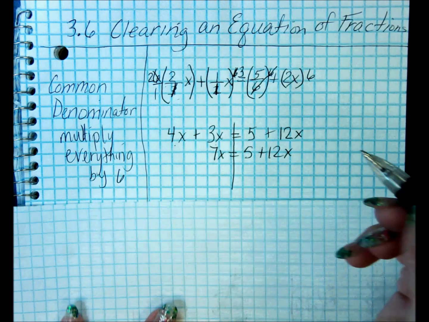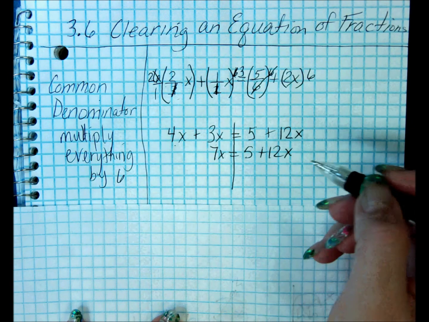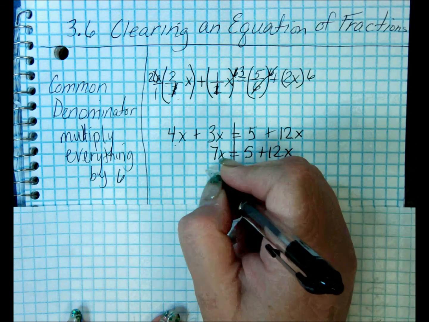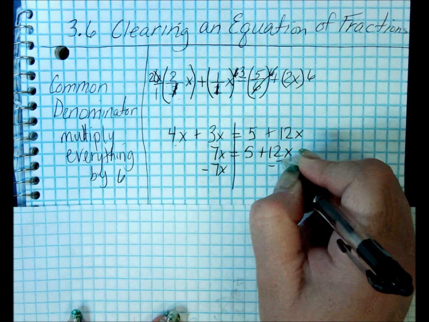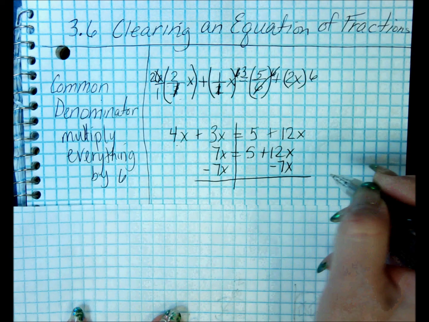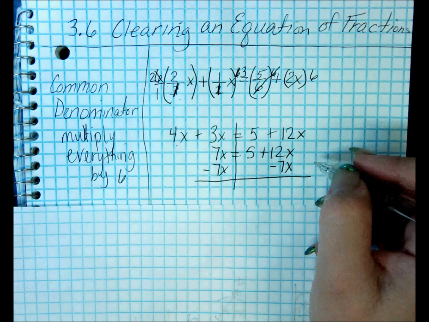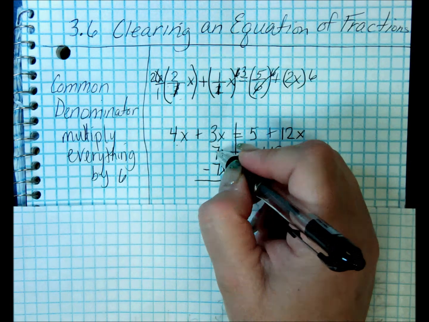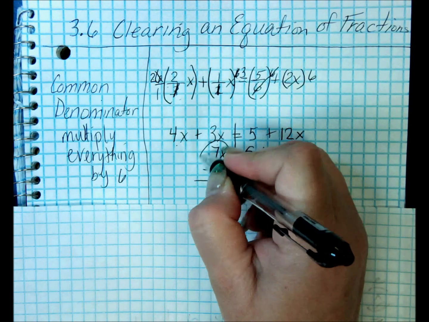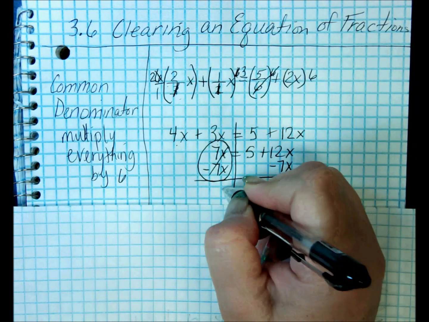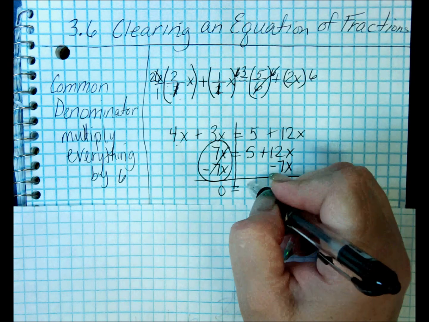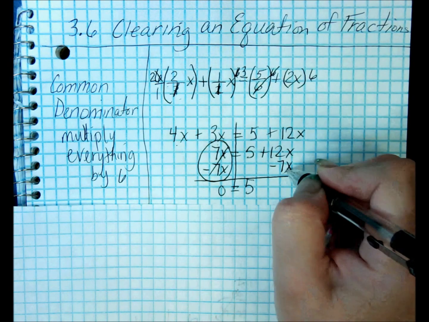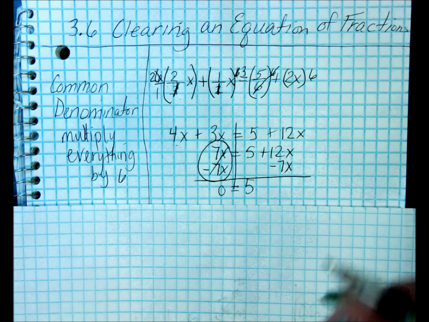All right, so now let's get the variable on the same side. I'm going to go ahead and subtract the 7x just because I like to have a subtraction problem that doesn't have negative numbers if I can. So 7x minus 7x is the 0 we were hoping for. Nothing happened to the 5. 12x minus 7x is 5x.